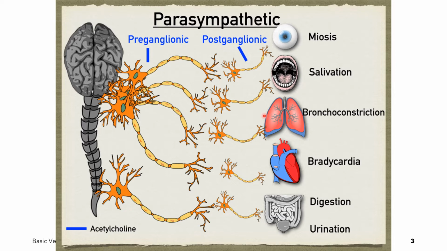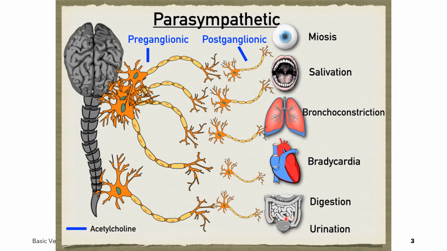Because dilation of the bronchioles will attract the foreign bodies to enter the lungs. For the heart rate, there is a decrease in the heart rate or bradycardia as seen in the rest and digest event. For the digestion, there is a stimulation of the digestion. There is a stimulation of the movement of the ingesta along the intestines. So there is an increase in the peristalsis.